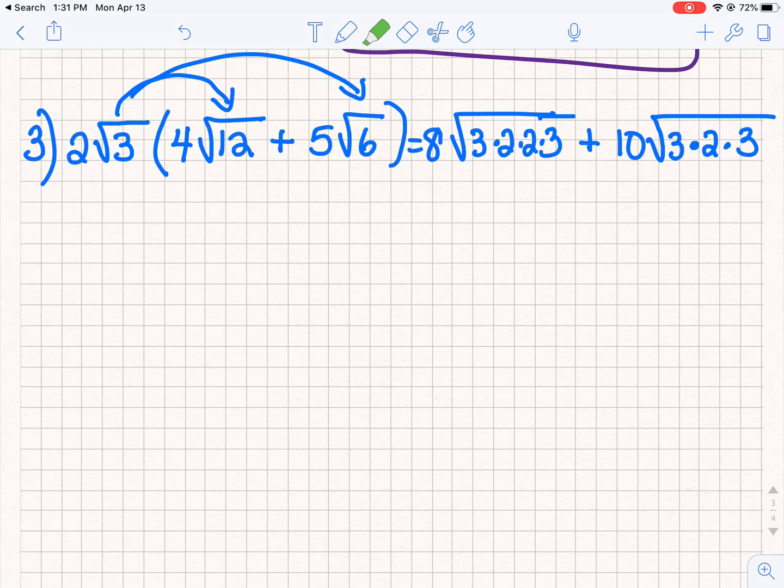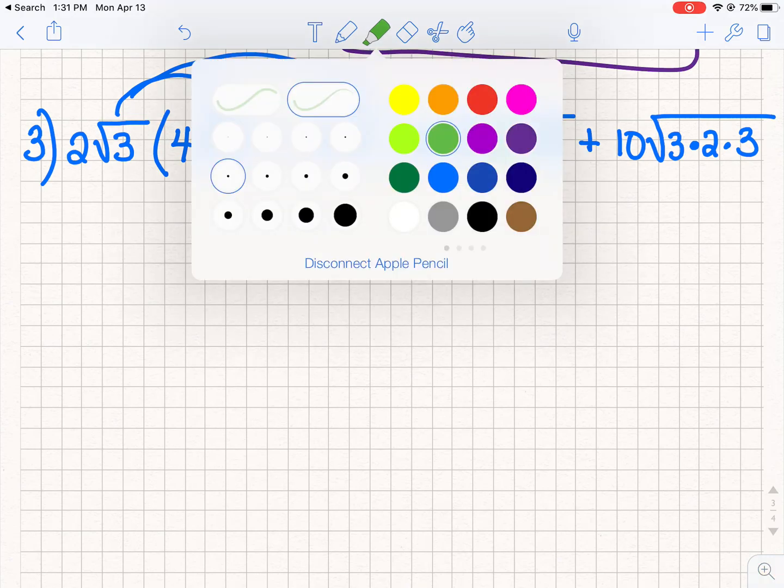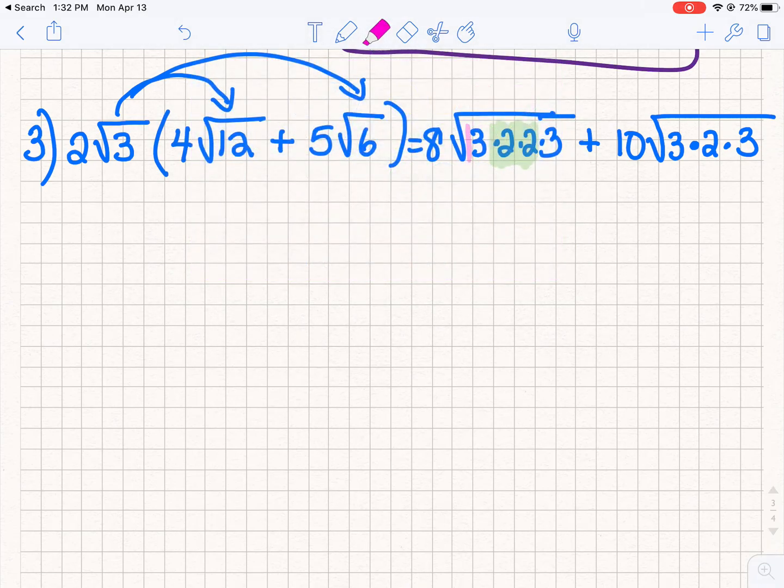Well, in this first one, we have a pair of 2s that can escape, and we have a pair of 3s that escape. Now, just in case you didn't know, if everything escapes from the prison, the radical prison, it collapses. It's no longer there. So really what we have here is 8 times 3 times 2, because the 3s escaped, and then the 2s escaped. Okay, and the 8 was the visitor waiting on the outside.